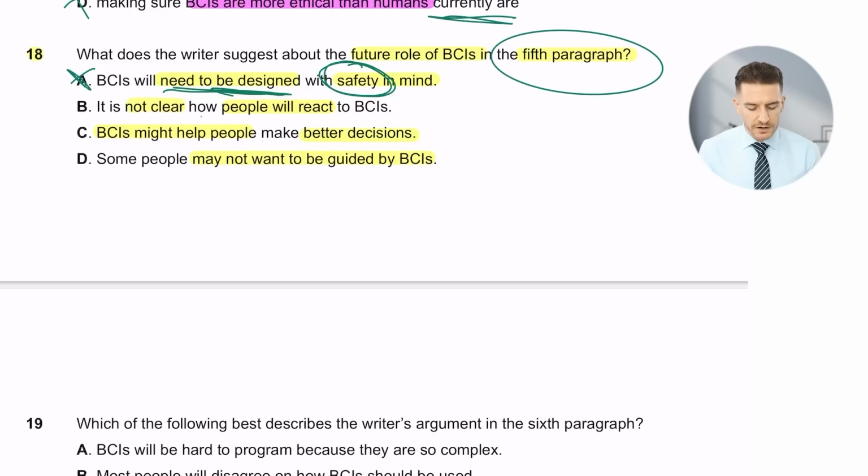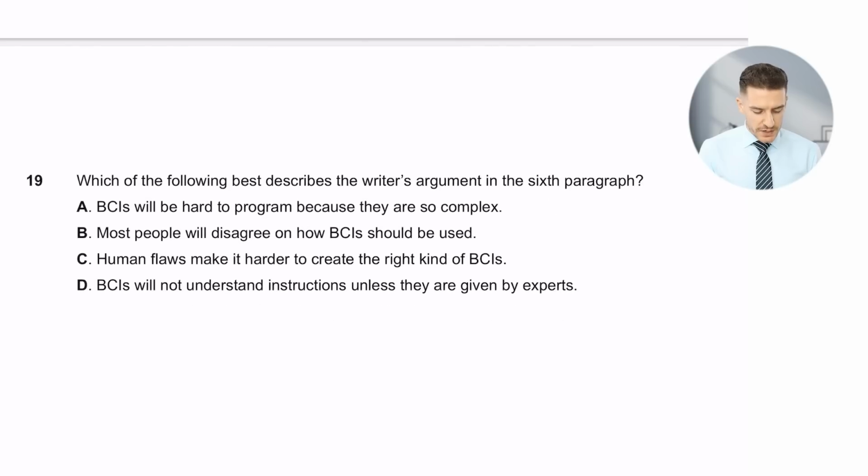B, it is not clear how people will react to BCIs. Well, no, it doesn't say that. C, BCIs might help people make better decisions. Yes, it did definitely talk about that. D, some people may not want to be guided by BCIs. Well, no, didn't talk about that. And look at the last one now, number 19. Which of the following best describes the writer's argument in the sixth paragraph? Okay, again, we know exactly where to look.